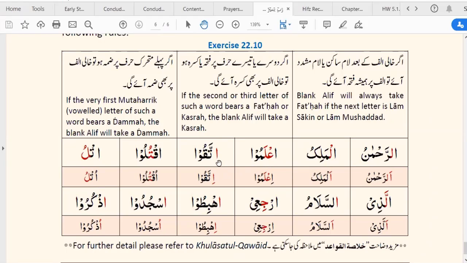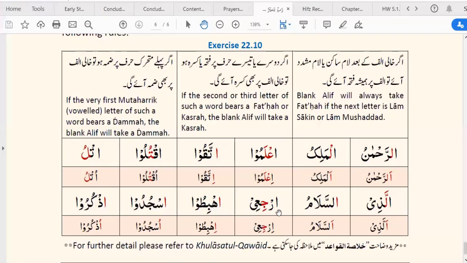We're going to do the same rule again. Can we go to the first letter with a stroke after alif and you tell me what that is? Ta with fatha. Good. So what stroke will go on the blank alif? Kasra. Very good. Can you recite again? Ittaku. Jazakallah. Beautiful.